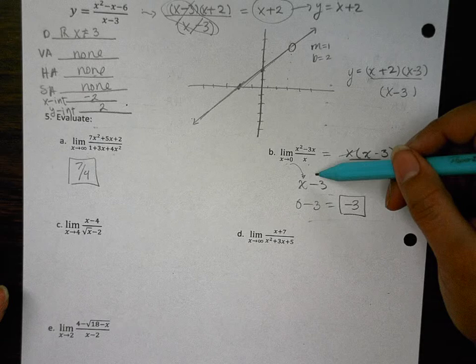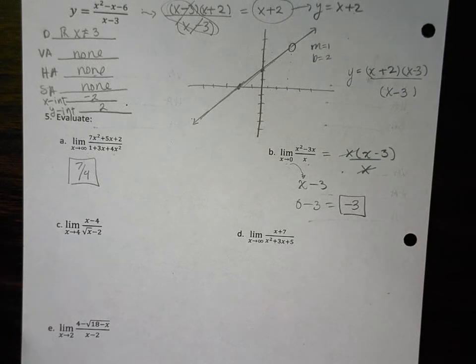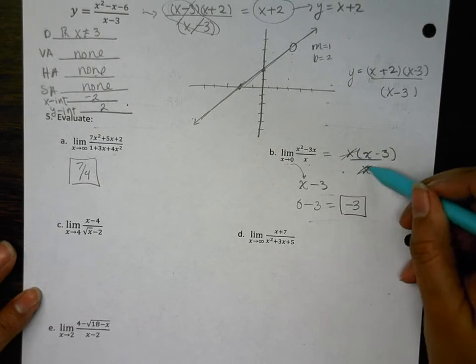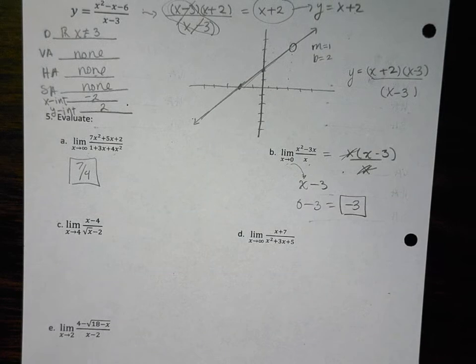But if you plugged in 0 everywhere, you'd end up with 0 over 0, which is undefined. Right here you could have, after it reduced, you could plug it in. Okay.